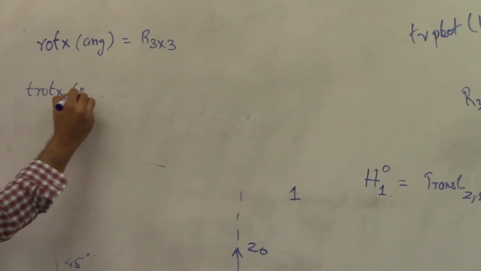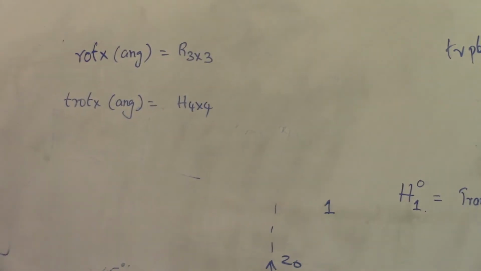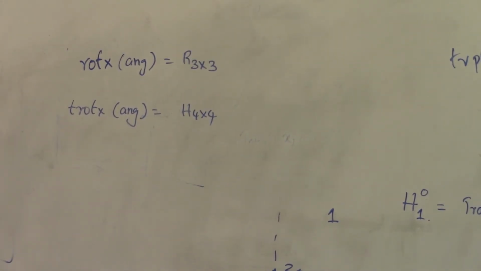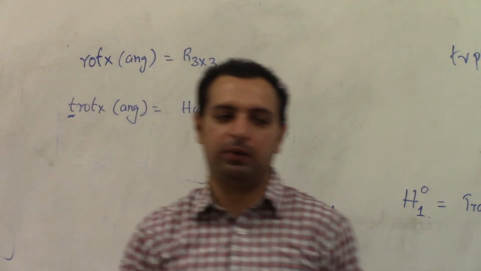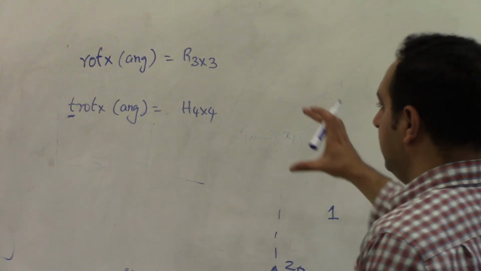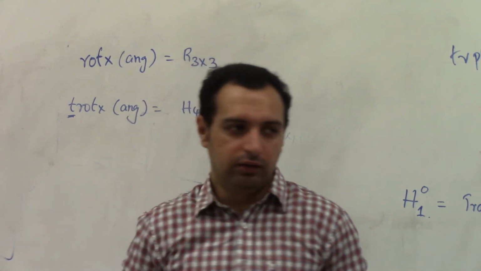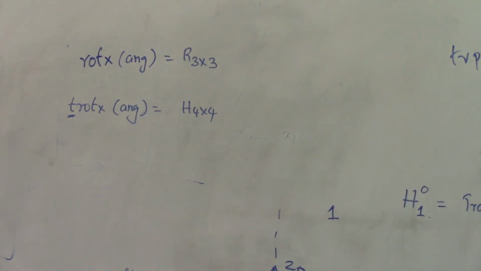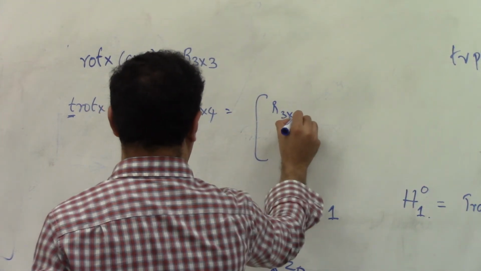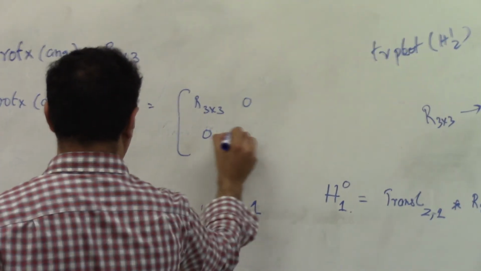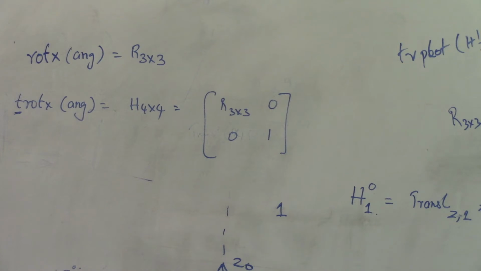T rotate X, okay, will give you H 4 by 4. Alright? So this letter will define that this is a 4 by 4 matrix. It's exactly the same thing, only thing is it is nested. This will return a 4 by 4, this will return a 3 by 3. So this is nothing but, this will be 0 because there is no translation involved within this.